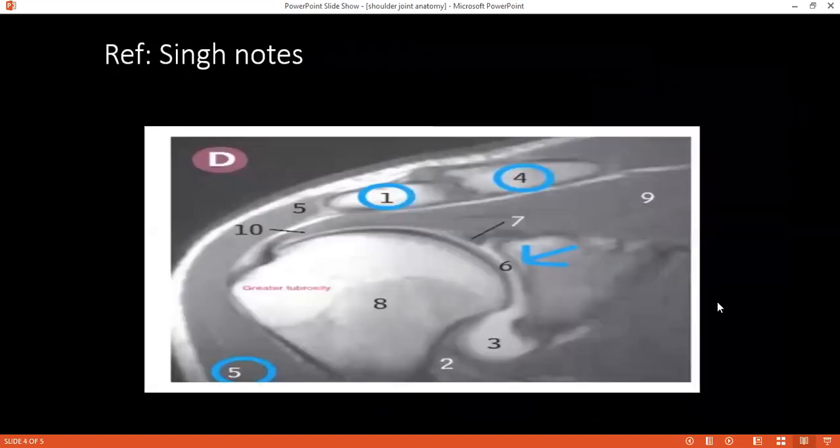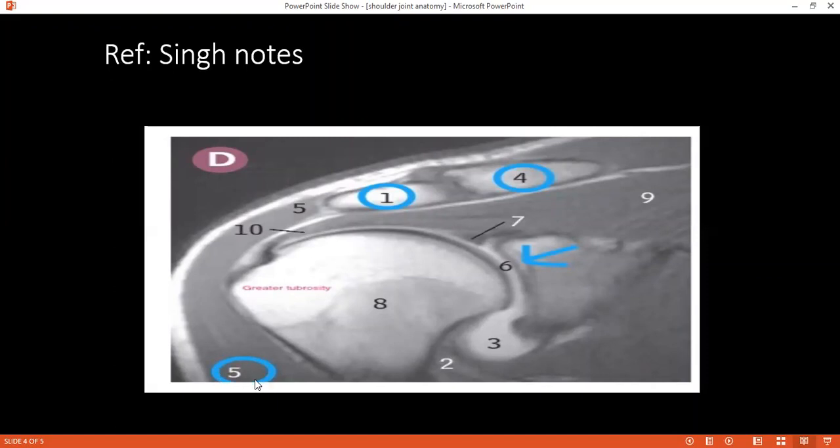Okay, can you please tell me what type of image you are looking at? Can you identify the image? This is an MR arthrogram, an MRI image of the shoulder. Can you please identify the blue circle structure? What is 1, please? 1 is the acromion. 4 is the lateral end of the clavicle. Okay, and 5? 5 is the deltoid muscle.